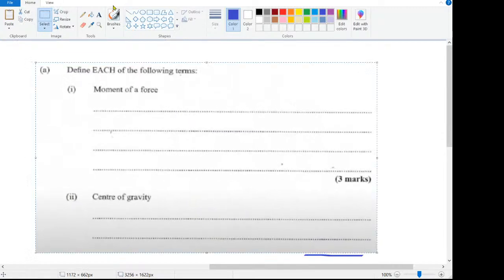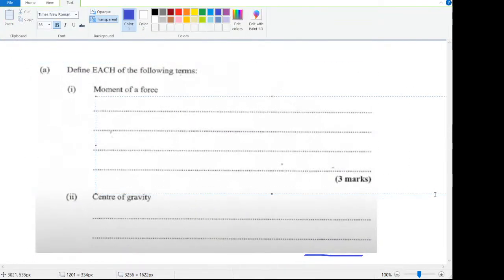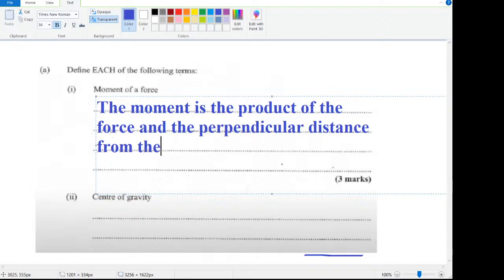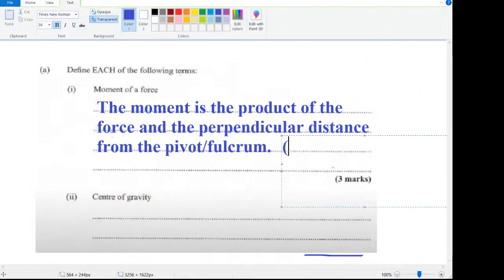I think this question was the tough question for some of you. I could see why when I was looking at it. Anyway, so the moment of a force, the moment is the product of the force and the perpendicular distance. I think you could get away with just saying distance from the pivot to the fulcrum. You could also define it as a turning force, and so on. But you need to have something with force by distance in there.